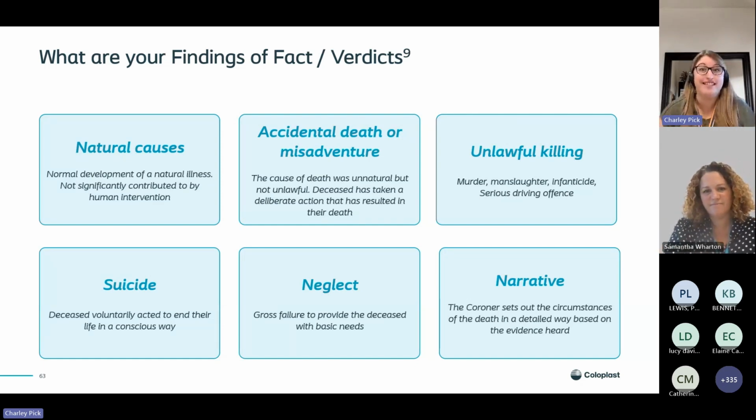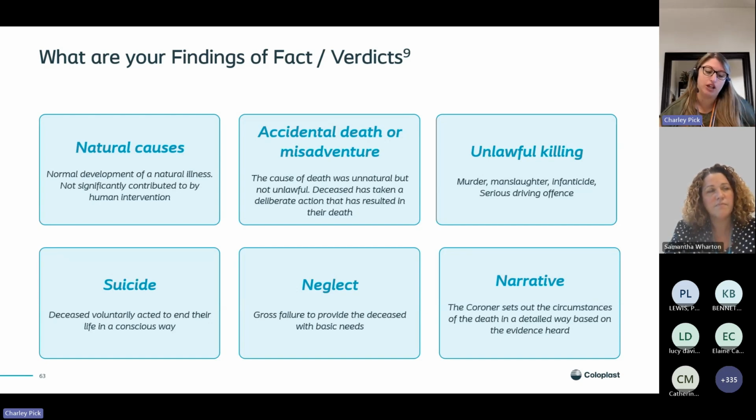The conclusion is a narrative here, and I completely understand why lots of you are saying neglect. Often when myself and the rest of the team deliver this in face-to-face scenarios, neglect comes up. The reason it isn't neglect is that it wasn't a gross failure to provide the deceased with basic needs. Basic needs were met. There wasn't a gross failure in providing those, although some people would argue that. So it is a narrative conclusion that the coroner found with this case.